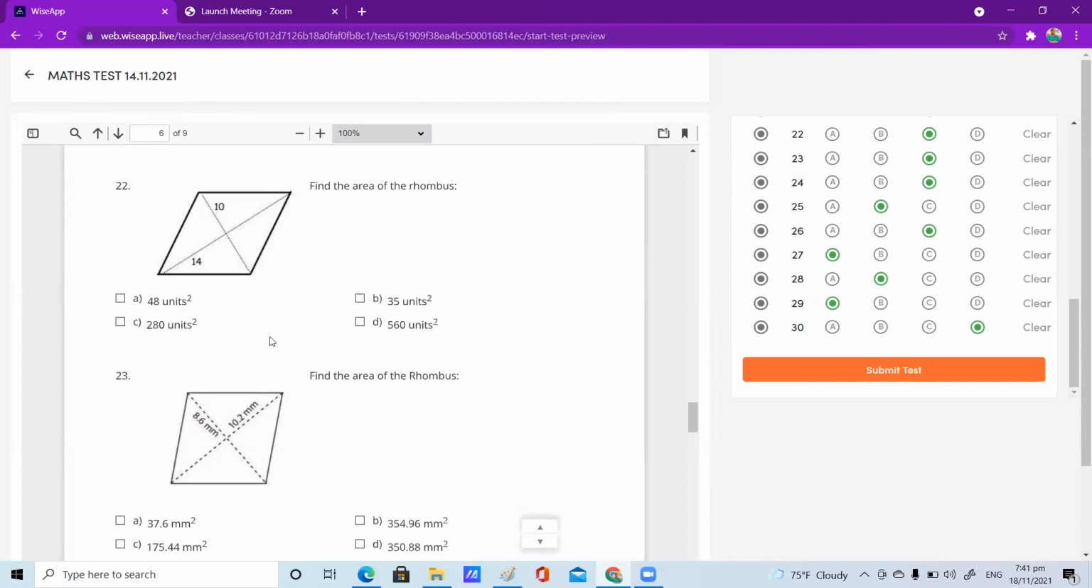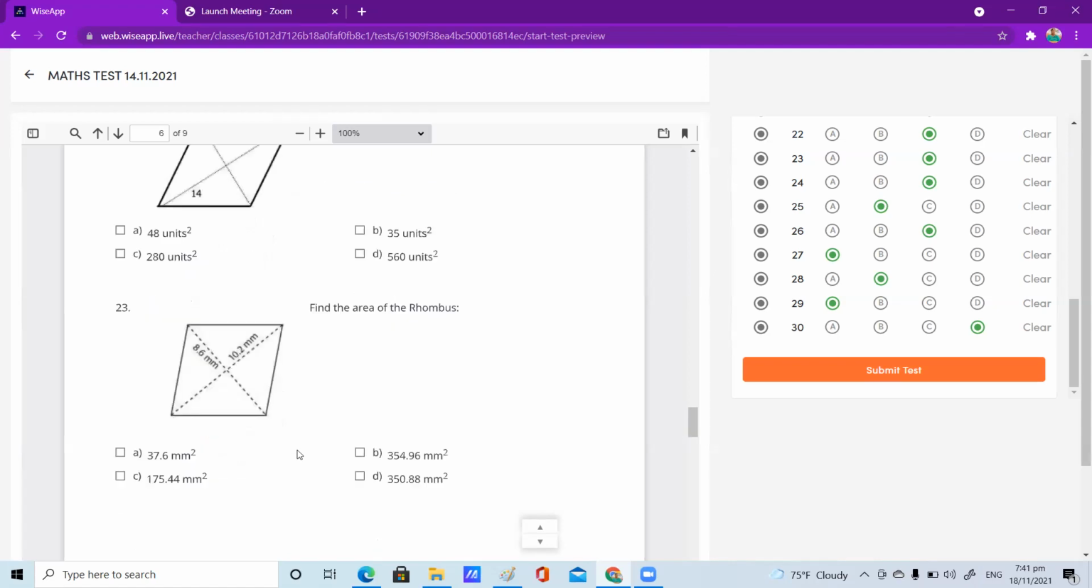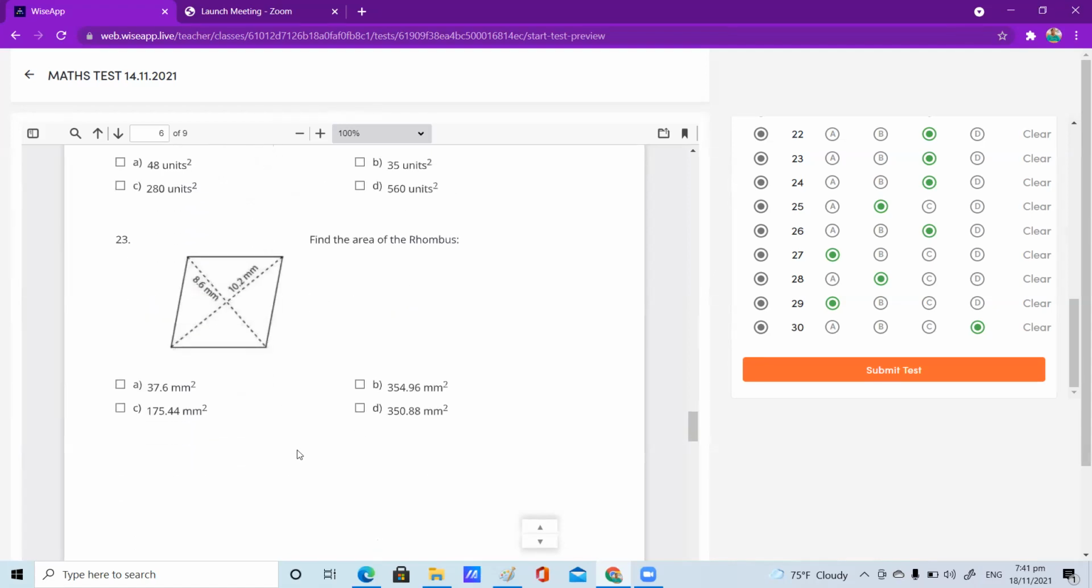Even I was confused with this one, maybe you are also confused. If you are not getting the answer, then ultimately you can think of alternative options, children. There's no answer, ma'am. Question 23 also has the same doubt, because I think it's 350.88. Ma'am, it's showing wrong. Okay, let me check.